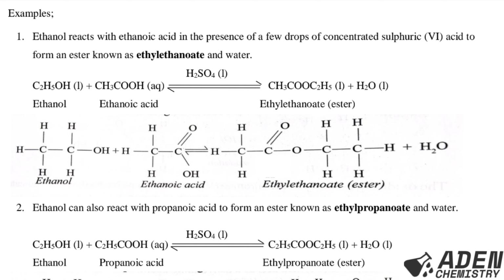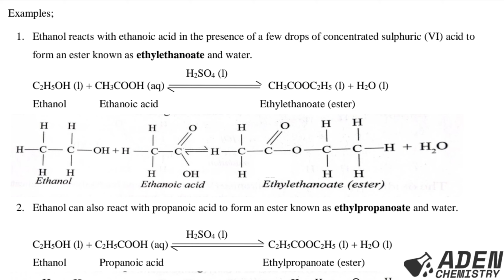And also water. So for us to write this equation in condensed structural formula, this is how we write ethanol plus ethanoic acid in the presence of a few drops of concentrated sulfuric acid. What we are going to get is ethyl ethanoate, which is our ester, plus water. Why are we having ethyl ethanoate?